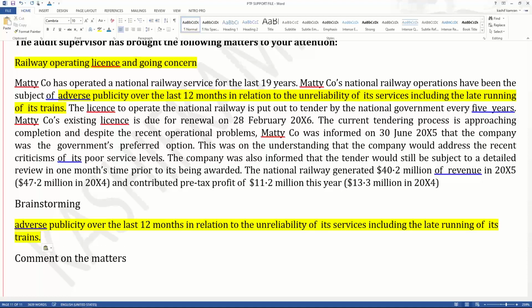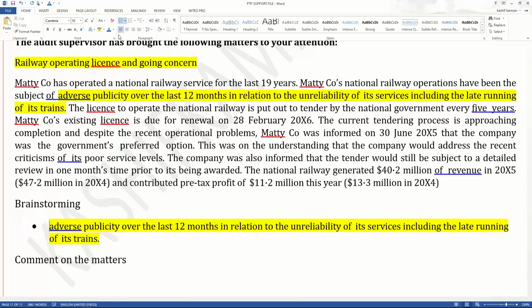And in the brainstorming, this becomes my first issue, adverse publicity. Now, as a result of the adverse publicity, because of some unreliability of the services, including the late running of trains, if you go down this paragraph, can you see that the National Railway generated 40.2 million of revenue in 20x5? Last year, it was 47.2 million.